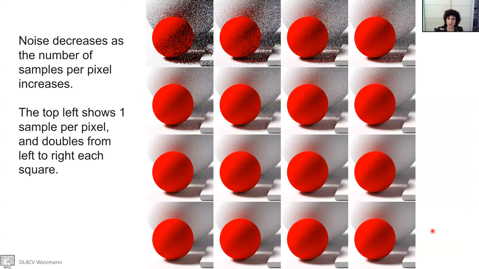And just to make things more realistic, the number of samples per path is very important. For example, here we have an image produced by one sample per pixel, and then the number of samples was doubled, like 2, 4, et cetera, until we reach here, and you see how much the number of samples is very important in order to get something which is not noisy and photorealistic. Just a minute.